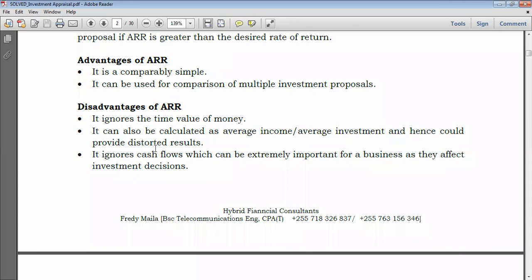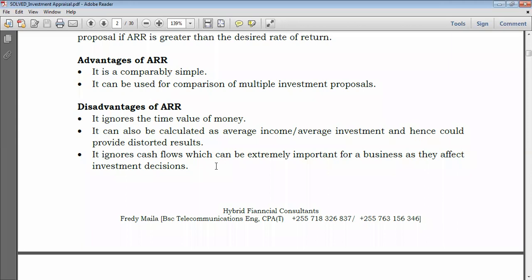But also, we are told here that it ignores cash flows, which can be extremely important for the business and they affect investment decisions. The method uses profits. By using profit and ignoring cash flows, you lack a lot of information. Cash flow is the better measure of value compared to profit. So that's a great disadvantage.